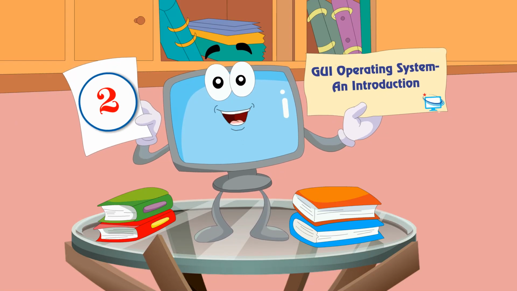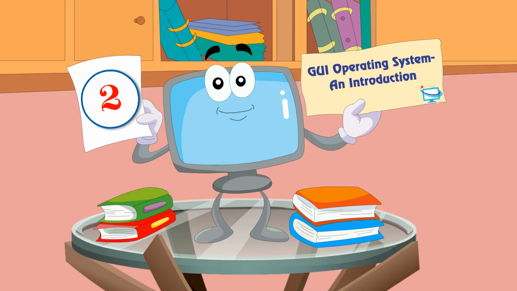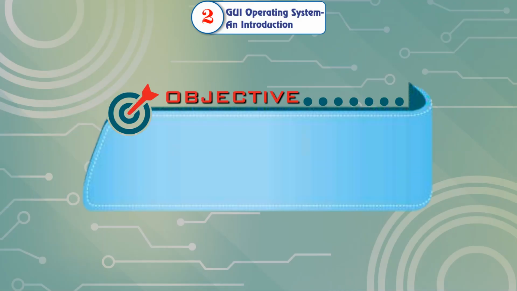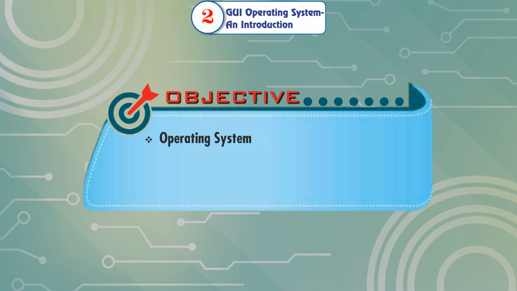Chapter 2, GUI Operating System: An Introduction. Objective. Introduction. Desktop. Live tiles. Applying screen saver. User interface. Icons. Operating system. Taskbar. Universal apps.